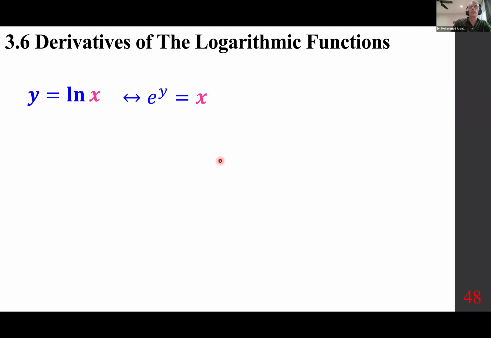Clearly, the right side, the derivative becomes 1. The left side, any exponential, the answer is itself. And remember, y acts like g of x. So e to the power of g of x is e to the power of g of x times g prime. So e to the power of y is e to the power of y times y prime.